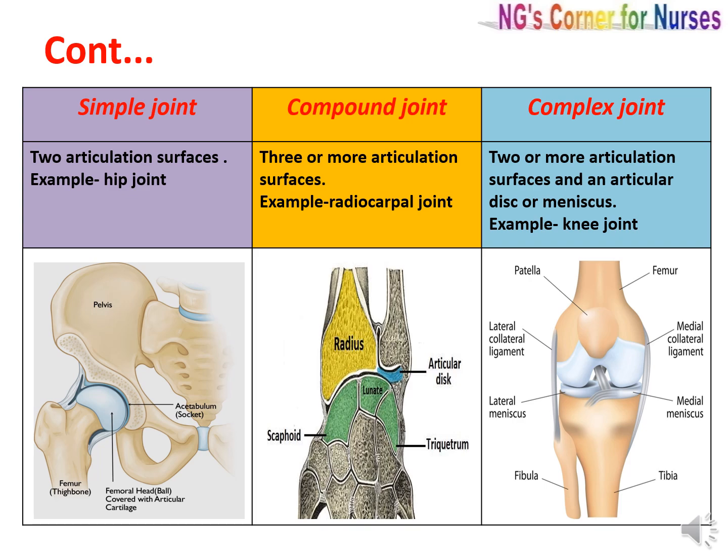In this picture, we can see the radiocarpal joint formed between the radius, that is the distal part of the radius, and three proximal carpal bones: scaphoid, lunate, and triquetrum. Next type is complex joint.